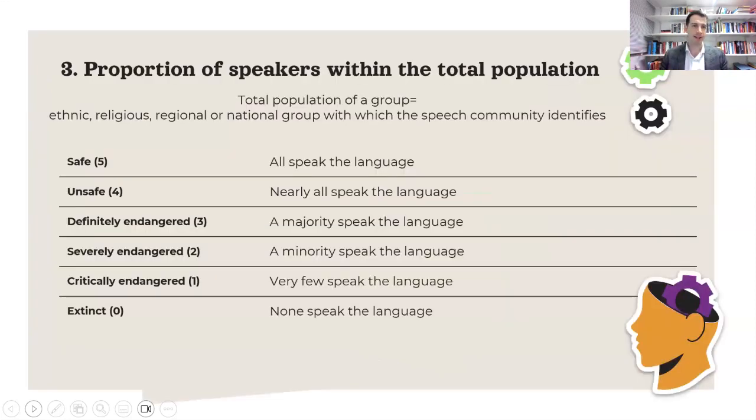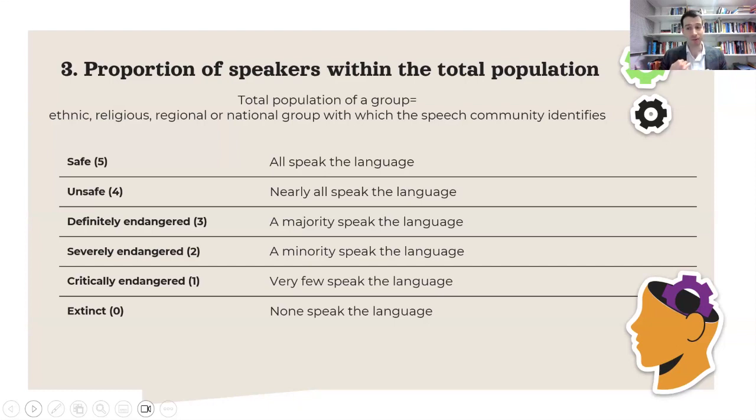The third factor is the proportion of speakers within the total population. So the total population of a group will be the ethnic, religious, regional, or national group with which the speech community identifies, and then what proportion of those are speakers of the endangered language? Well, the language in question is safe, therefore not endangered, if all of them speak the language. Unsafe if nearly all of them do. Definitely endangered if only a majority of them does. Severely endangered if only a minority of them does.